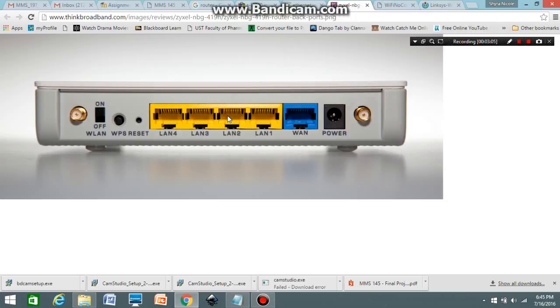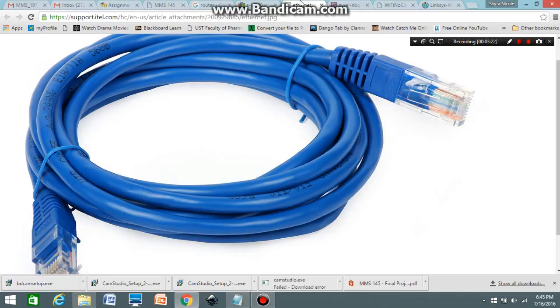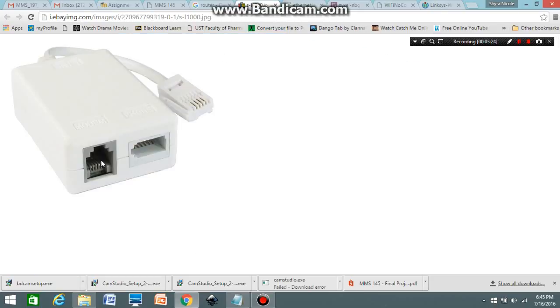For us to determine that, we have to get another Ethernet cord. If we have a spare one, or we might want to buy one or borrow from our neighbors to check if the cord is the problem. Now, if it's not the cord, we might want to check the filter.